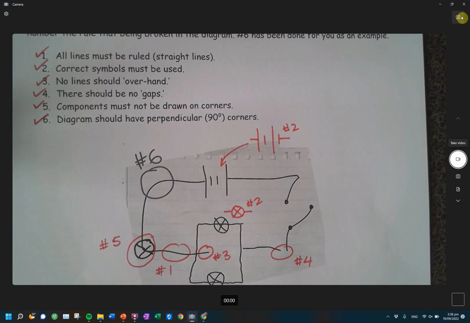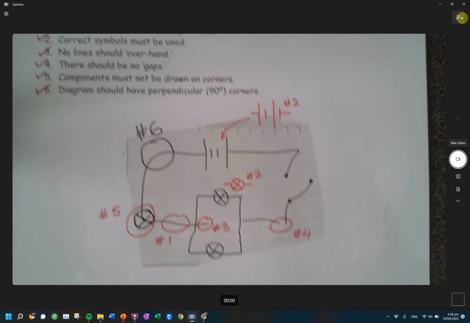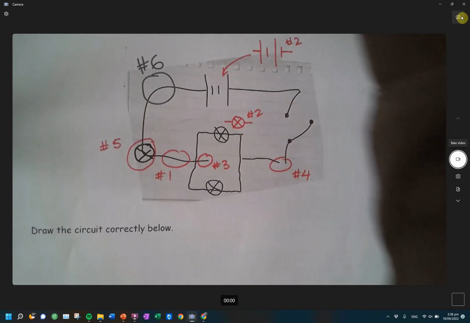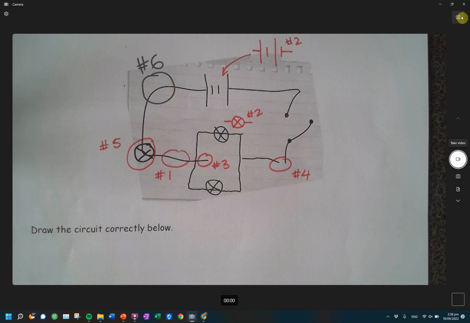Now what I want you to do is to draw that circuit correctly. Once again, the Edpuzzle is going to pause to give you a chance to draw that, and once it is drawn, you can continue the video and get your answer checked.